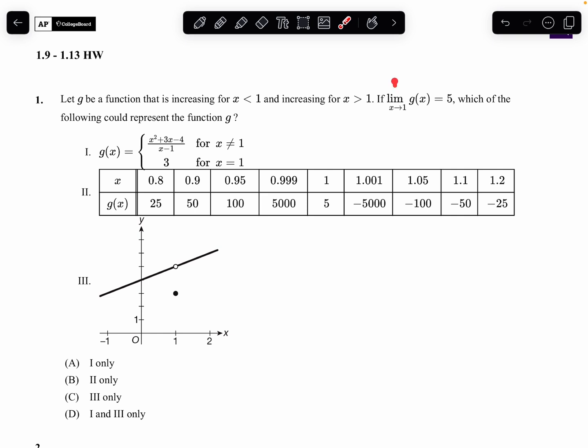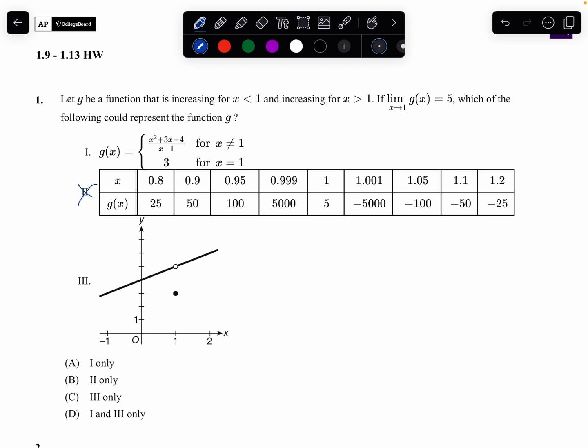So the limit as x approaches 1, I'm looking at the table right now, and I see that we're approaching 1 here, and then does it seem like we're approaching 5? It looks like it's defined to be 5 at x equals 1, but it doesn't seem like we're approaching 5, so I would say probably not this one right here. Doesn't look like it'd be 2.